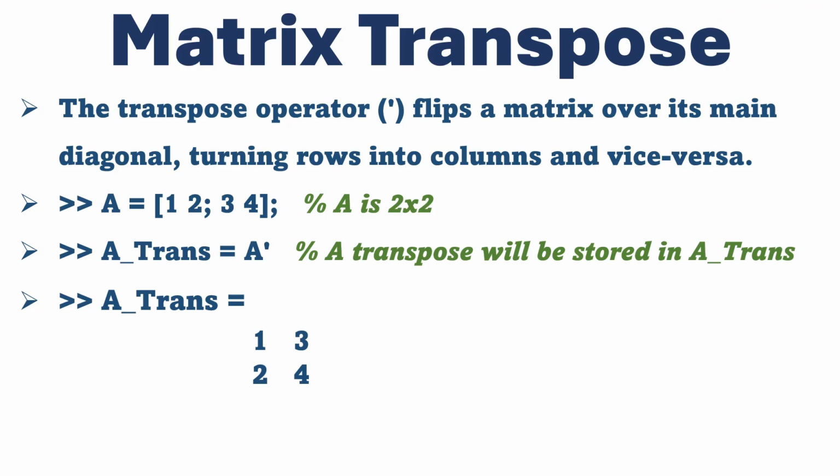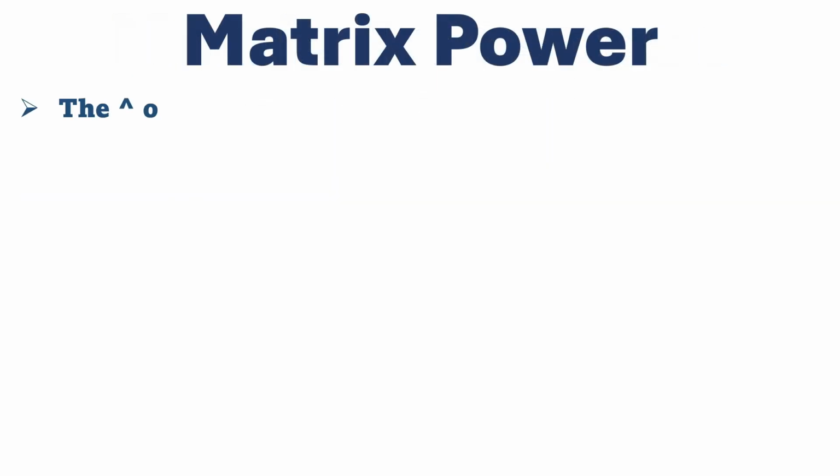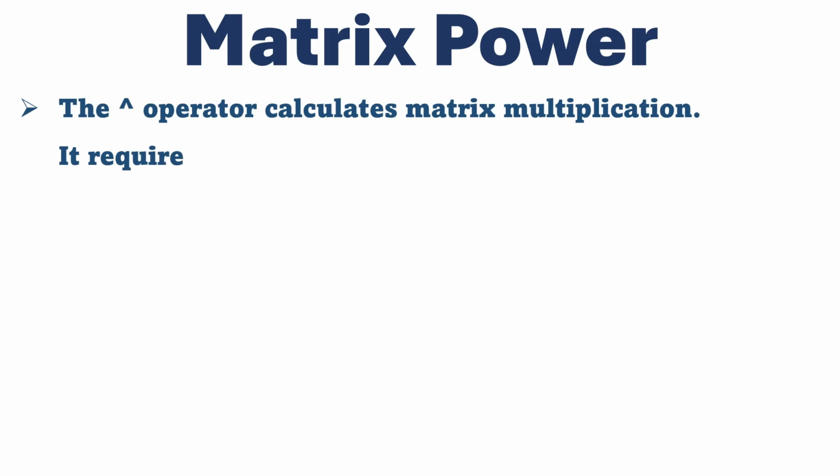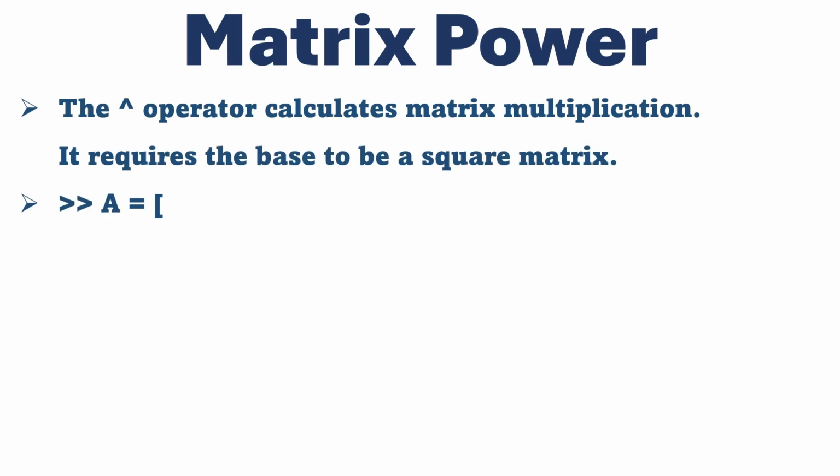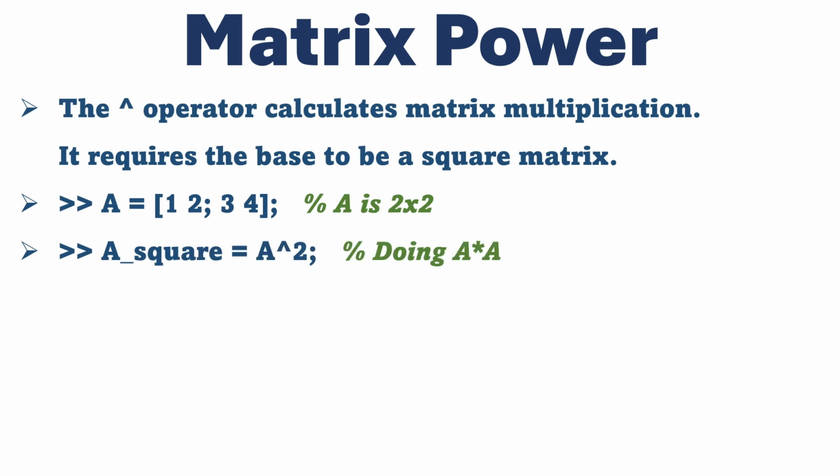Now the power operator. The power operator calculates a matrix operation, and it requires the base to be a square matrix. Simple example, again the same matrix 1, 2, 3, 4, where A is 2 by 2. If I use the power of 2, that is, I want to calculate the square, then I'm actually doing the multiplication of the matrix, that is A into A. So the square means the same matrix is multiplied with itself.